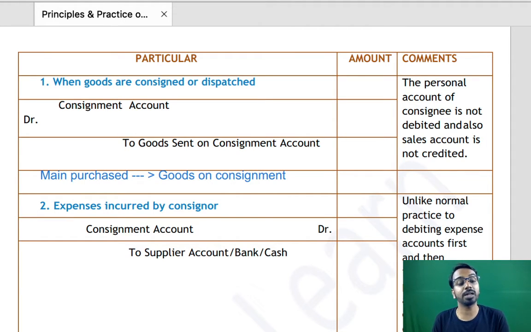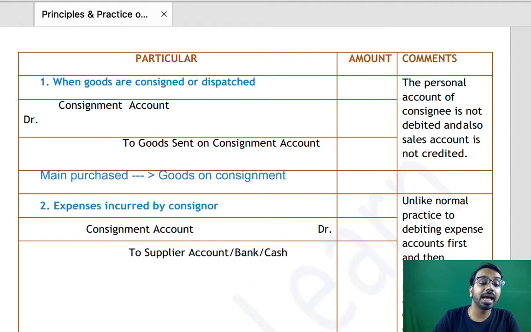So this is two parts. One is goods sent on consignment. Think of it as a purchases account. In trading account, you transfer purchases. In consignment account, you will transfer goods sent on consignment account. Where will you get this goods sent on consignment account? This is basically moved out from the main purchases or common purchases made by the consignor. Then for any other expenses, again debit the consignment account, credit cash, bank or supplier, whatever has been done.